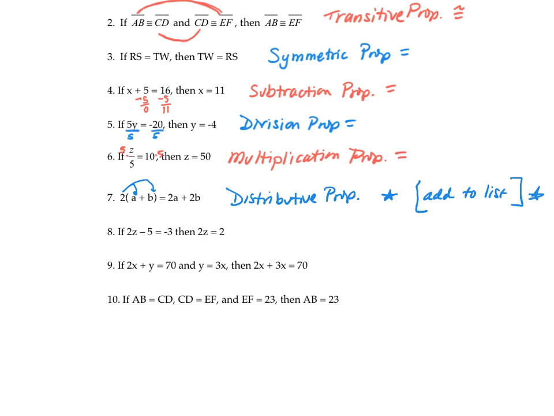All right, our next one, it says if 2z minus 5 equals negative 3, then 2z is equal to 2. Think about what you would do to solve this equation. Your first step would be to add 5 to both sides. So it's an example of the addition property.